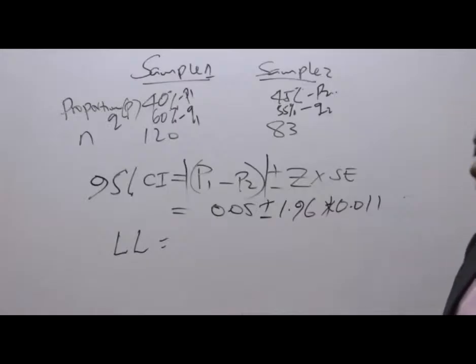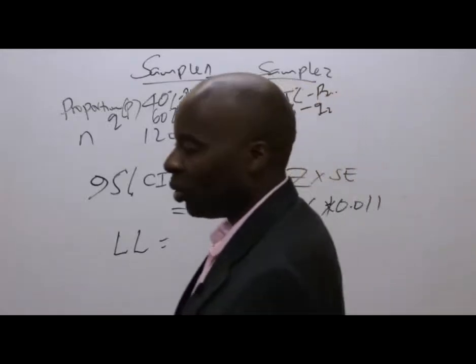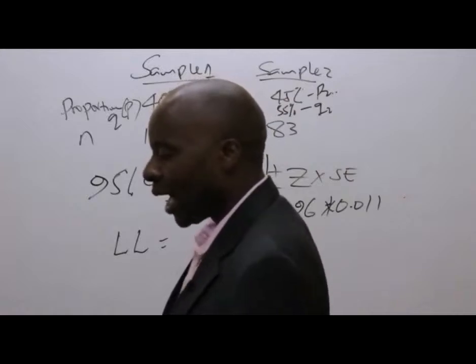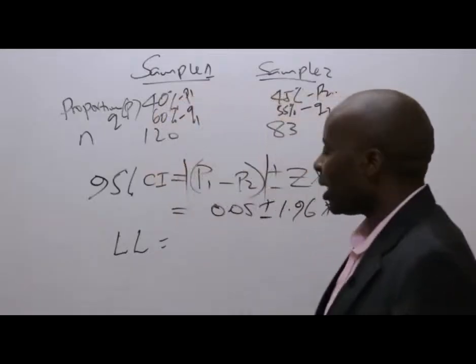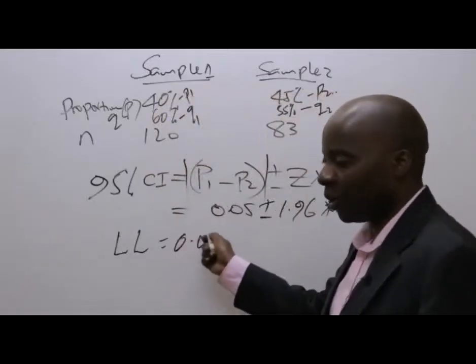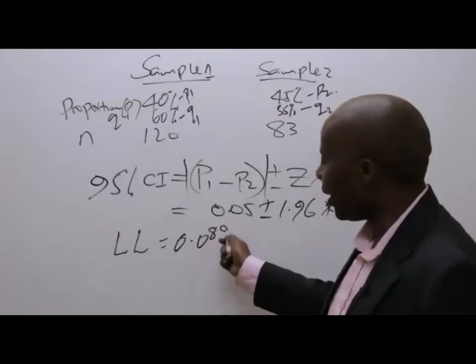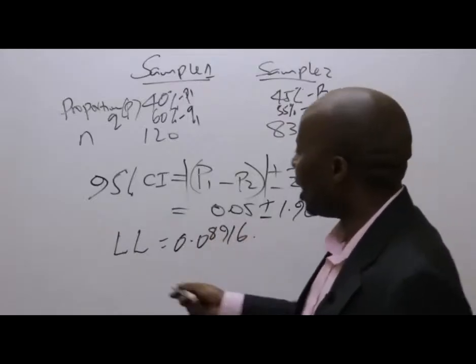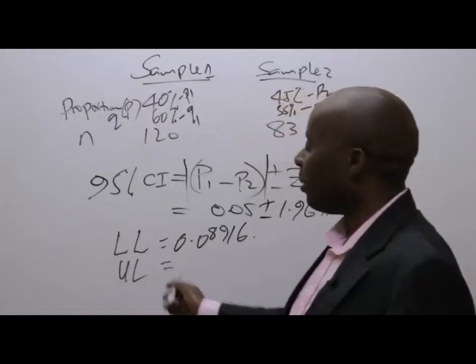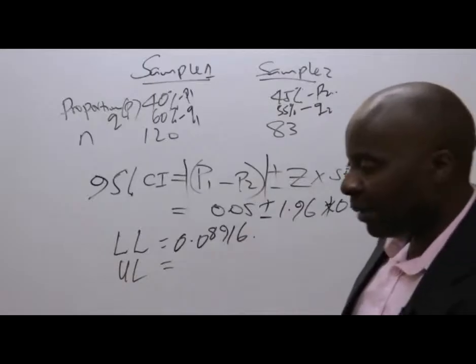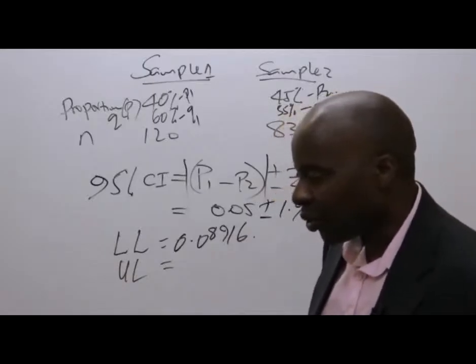So the lower limit, ladies and gentlemen, at the end of the day will give us what figure for the lower limit? It gives me a lower limit of 0.0816. How about the upper limit? Upper limit I'm being given, it is 0.199.